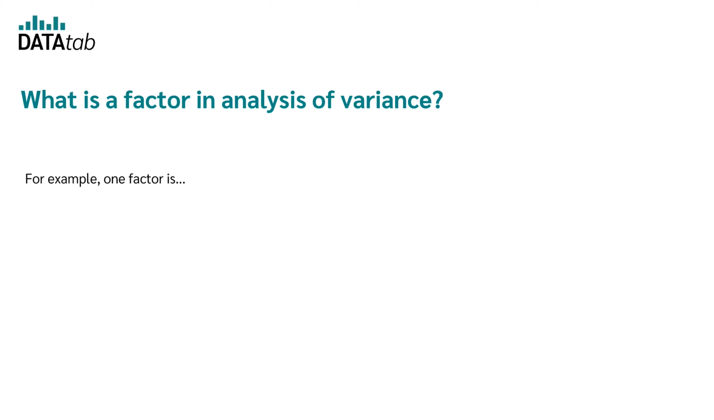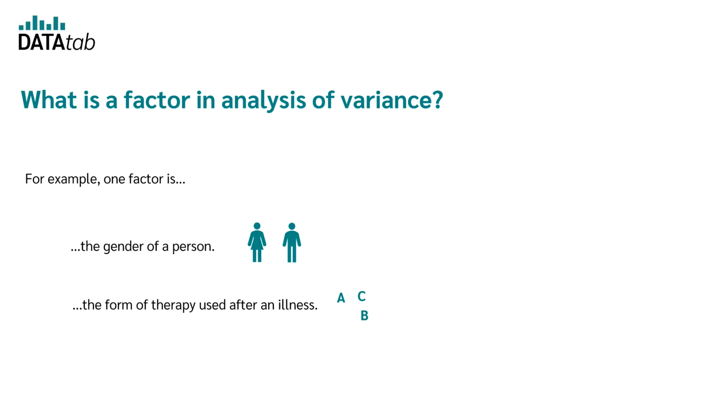A factor is, for example, the gender of a person with the characteristics male and female, or the form of therapy used for a disease with therapy A, B, and C. Or it could be the field of study with, for example, medicine, business administration, psychology, and math. In the case of analysis of variance, a factor is therefore a categorical variable.